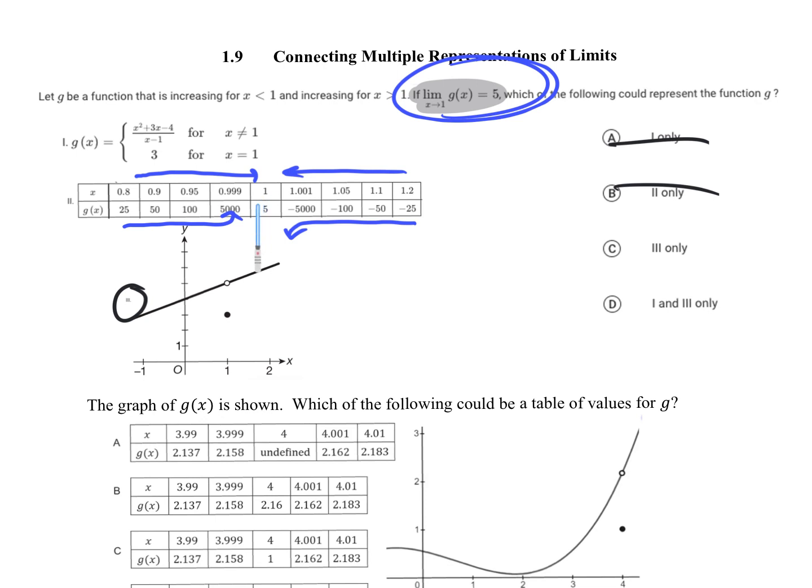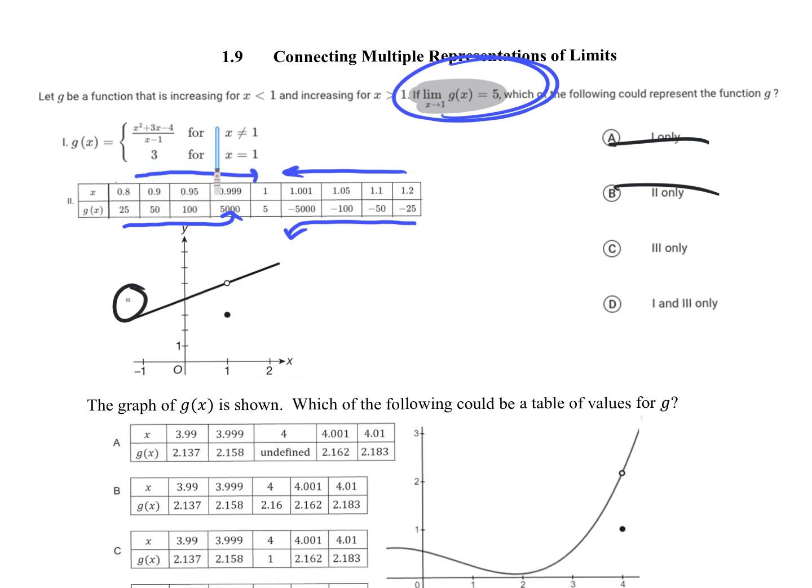But what are they trying to do to confuse you? It has the point 1, 5, which is confusing, but limits aren't what happens at the point. Limits are what happens as we approach that point. Capisce? Okay, let's go take a peek at 1. At 1, the value's 3. Do we care about that? At 1, it's got the point 3. We don't care because they're asking about a limit.